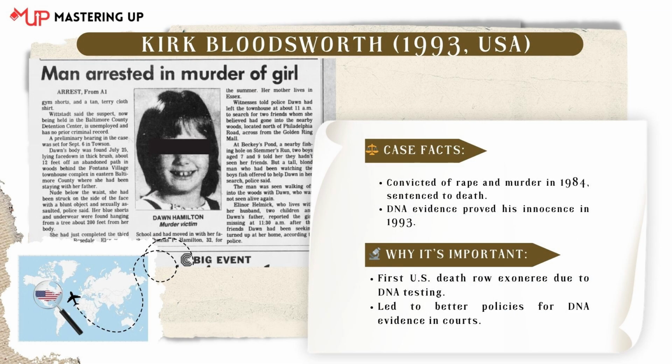The Kirk Bloodsworth Case, 1993, USA. In 1984, Kirk Bloodsworth was convicted of the rape and murder of a young girl and sentenced to death. But nearly a decade later, in 1993, DNA testing revealed the truth: he was innocent. Why is it important? This case was a turning point in forensic history. Bloodsworth became the first person on death row in the United States to be exonerated by DNA evidence.